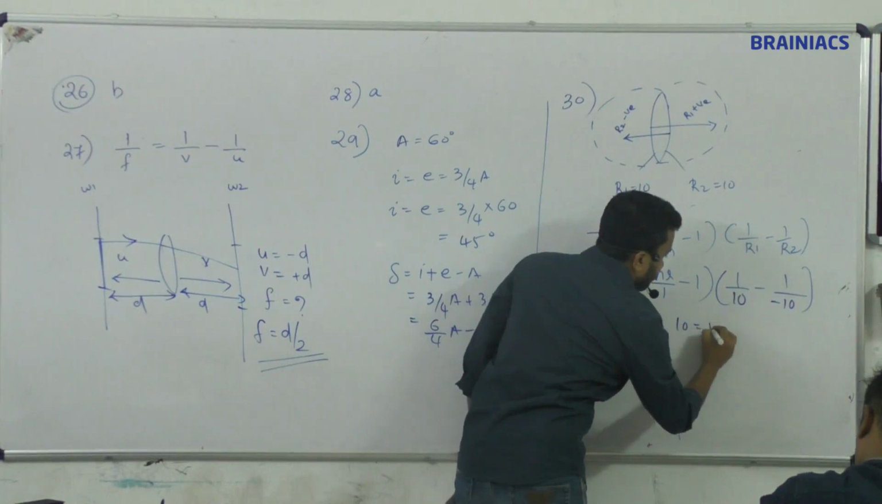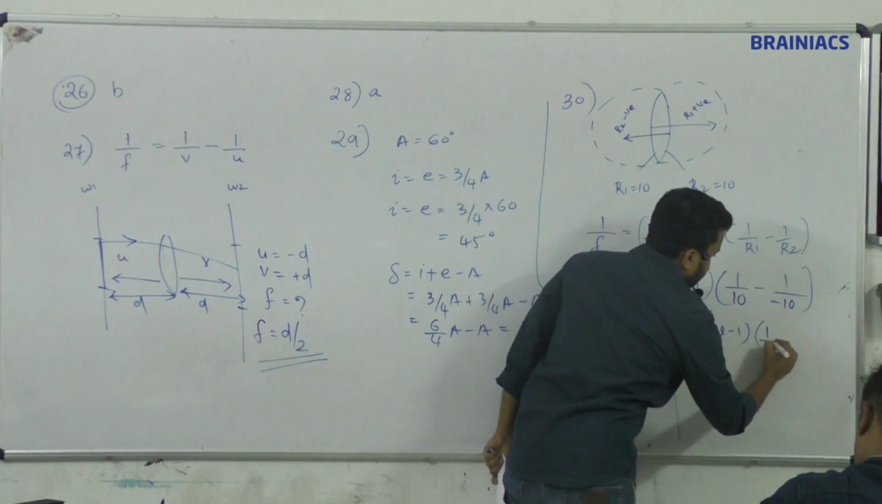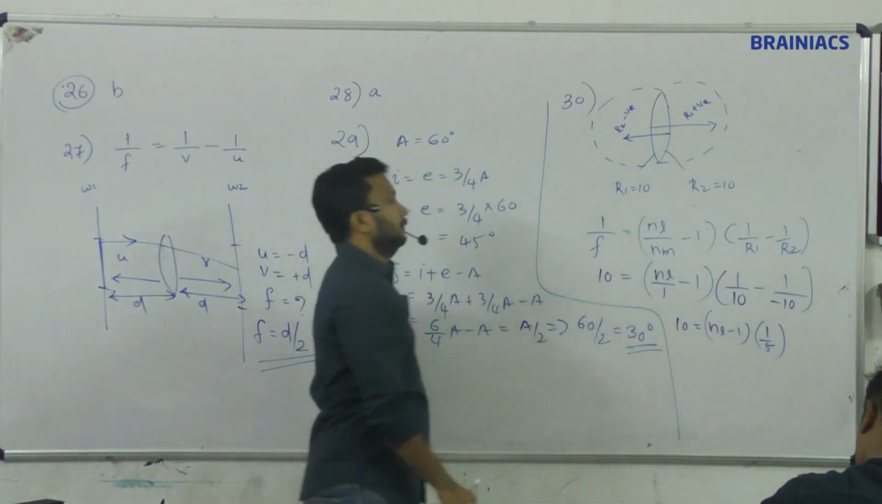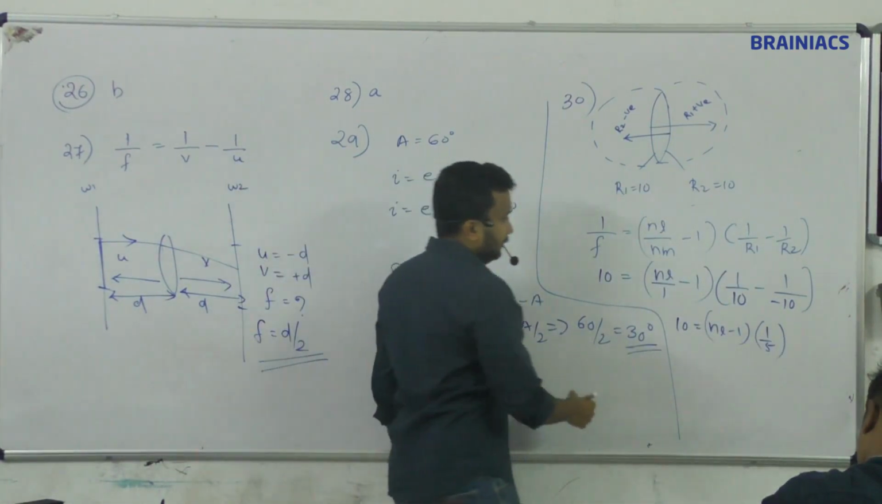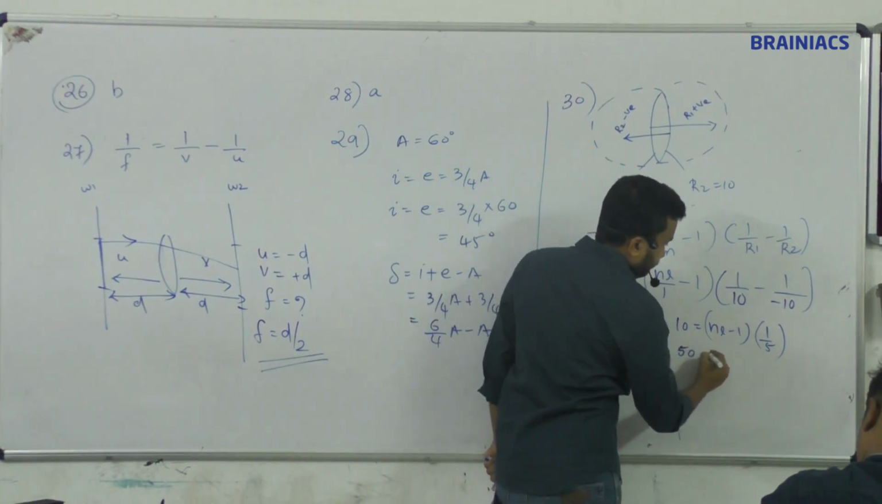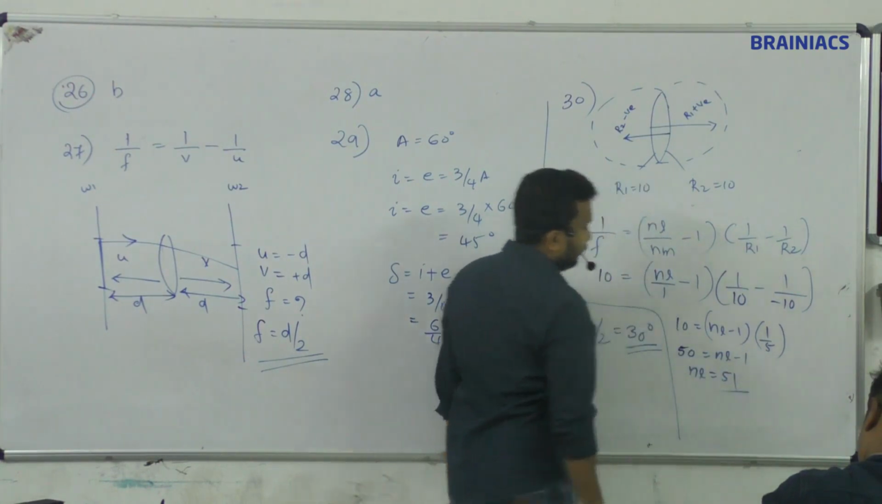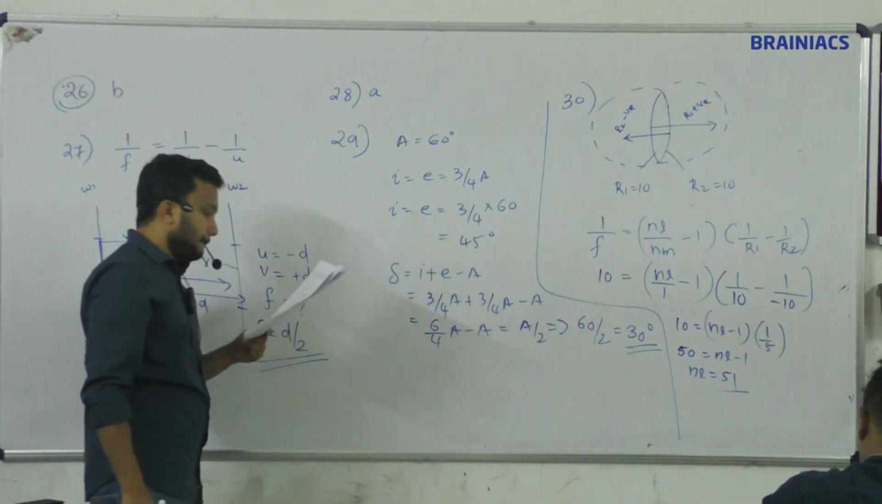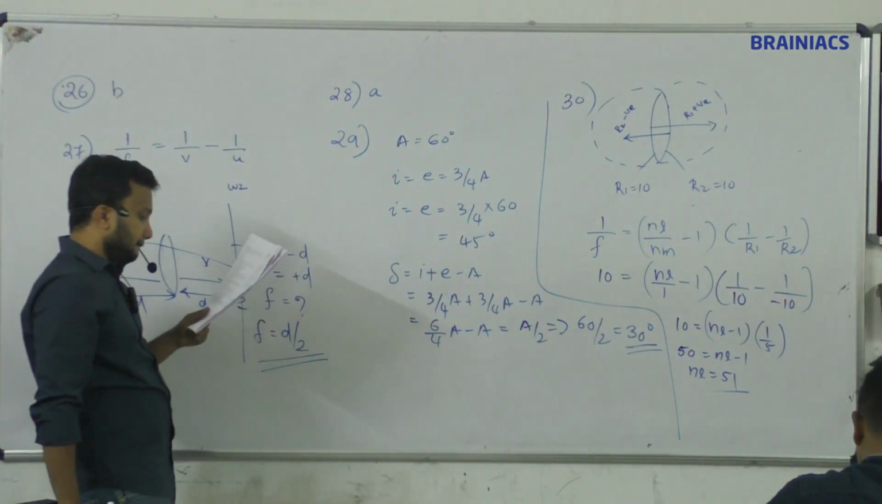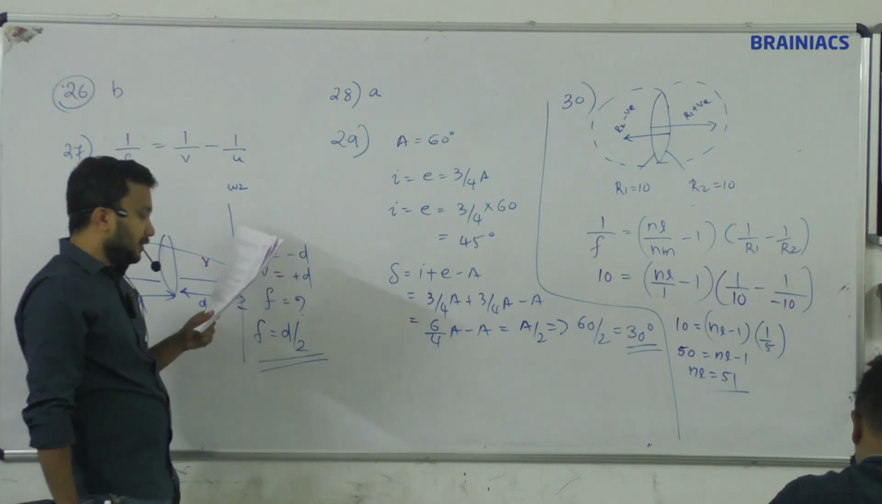So 10 equals (n_L minus 1) into 2 by 10, 1 by 5. 50. 51 now, or am I wrong?